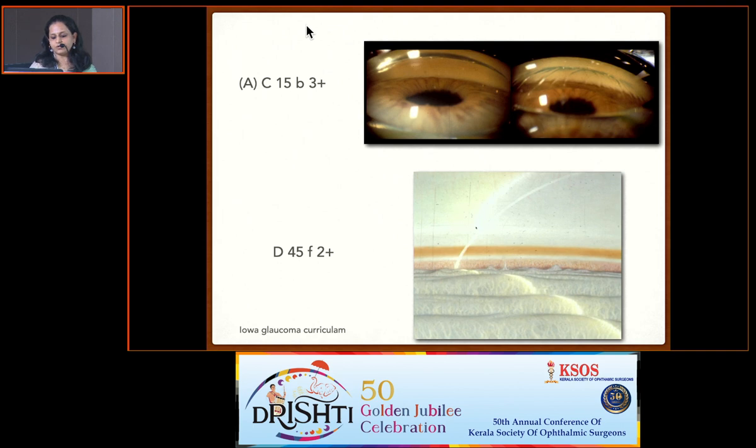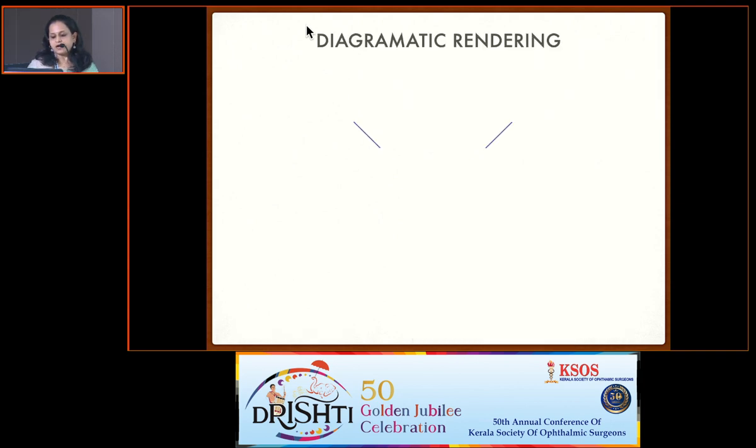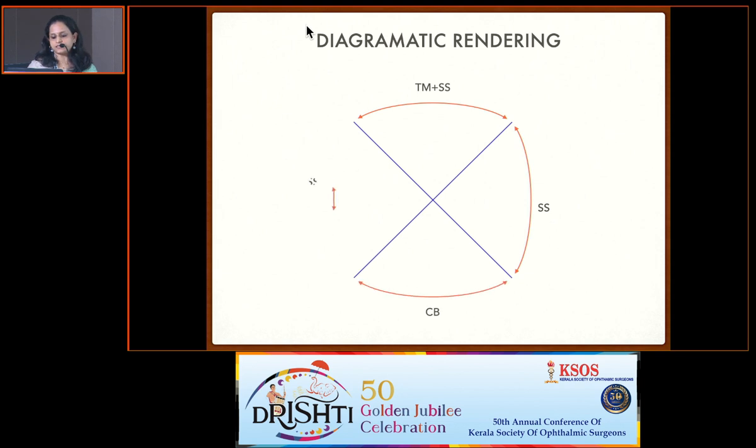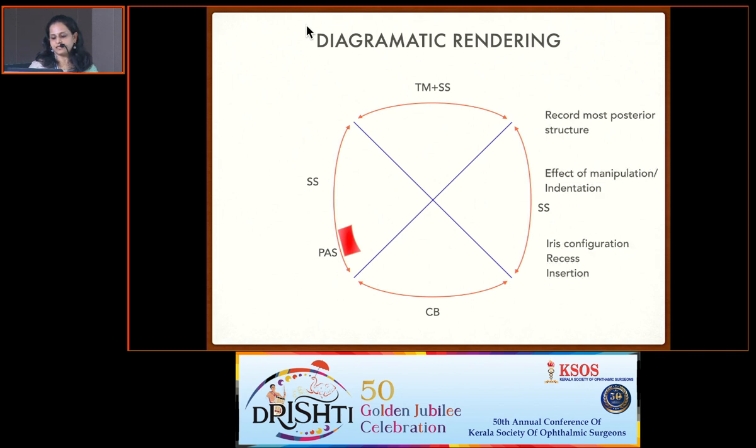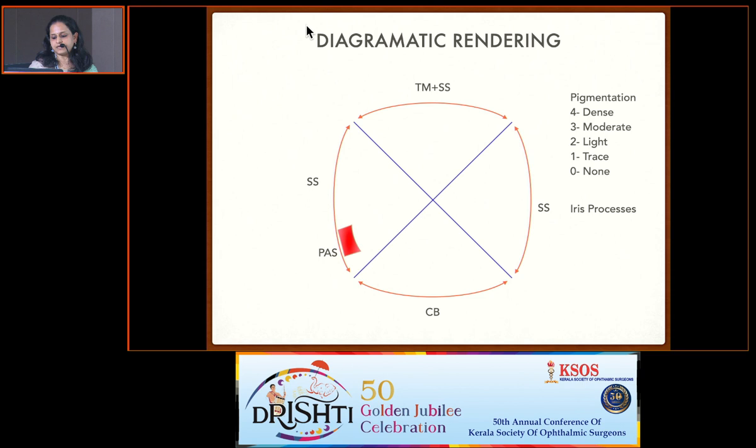Similarly, the below one you have D45F2 plus, which means that the iris is inserted deep into the ciliary body, 45-degree angle, F is a flat iris contour, and you have the 2 plus pigmentation. So making it simple, you can just use 2 cross lines and record whatever posterior most structure that you see. That is one of the things which we usually do, and then mark the clock hours of the peripheral anterior synechiae where you have seen, and any other abnormalities like pigmentation, iris process, any other abnormalities.